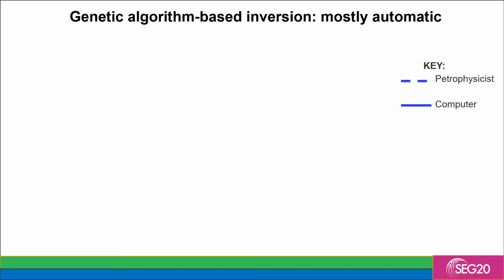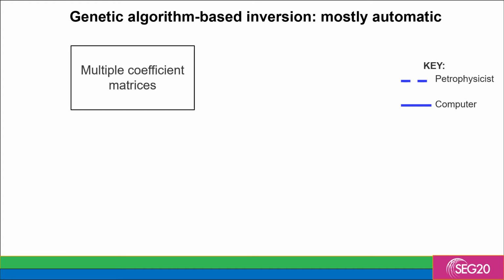Here is our approach for multimineral inversion using a genetic algorithm. Unlike the standard approach, this process is mostly automatic. So here is how it works. After the petrophysicist specifies the range of variability for each constant, the computer generates multiple coefficient matrices.